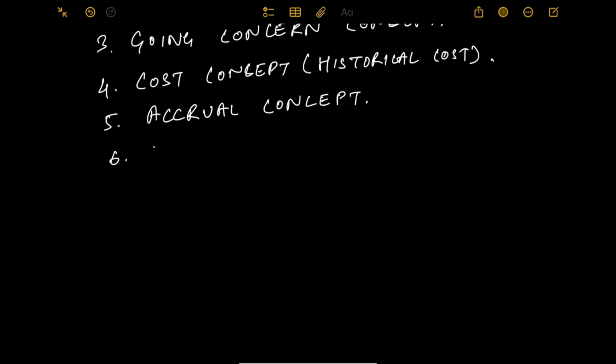Then we'll talk about the sixth accounting concept, that is the matching concept. What the matching concept says is expenses should be recognized in the same period as the revenues they help generate. Now this matching concept is closely tied to the accrual concept. It says that expenses, whatever is incurred for a period of time, have to be recorded in the same period so that we come to know what revenues we have made through the expenses which we have incurred. That is what the matching concept says.